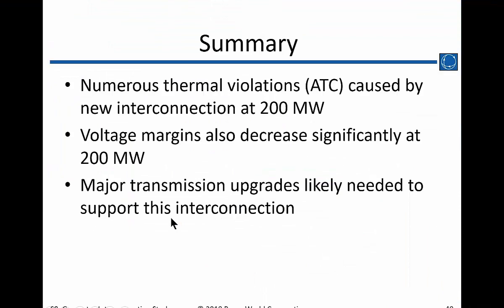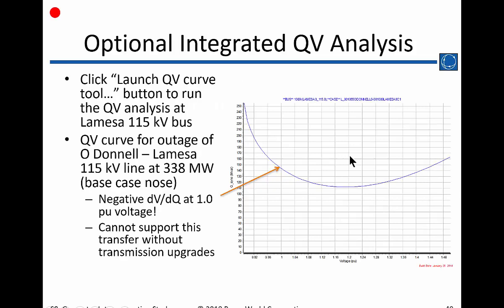Yeah, in summary, we might conclude from all this analysis that we do have some thermal violations, particularly around La Mesa, that are caused by the interconnection. And certainly as we go beyond 200, we run into some voltage issues, and we might need some transmission upgrades in order to support the interconnection.